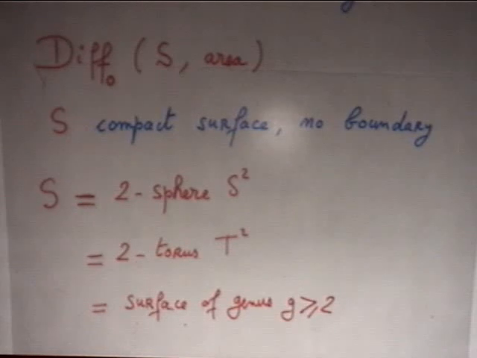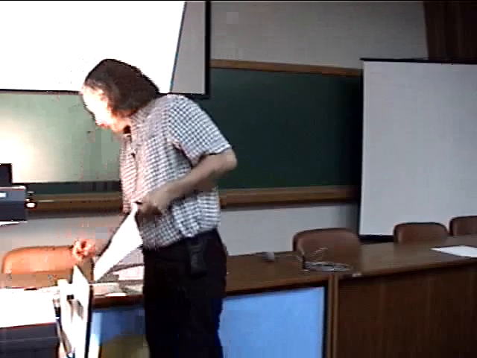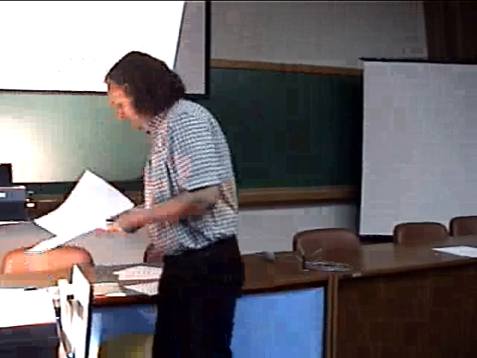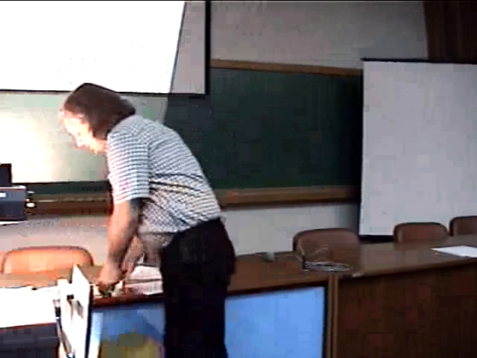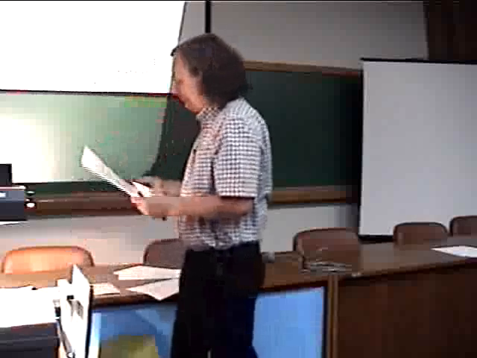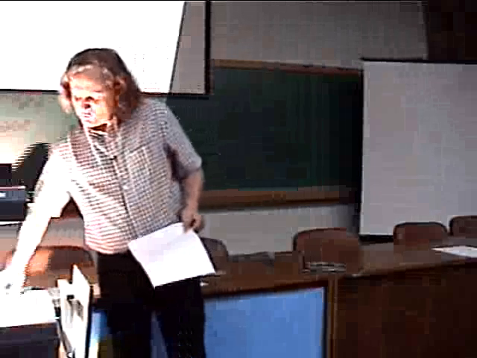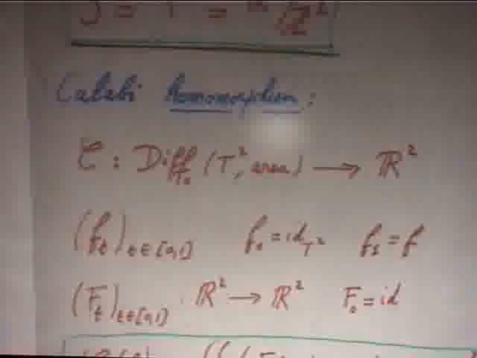So let's try to analyze the situation of the two torus. So the torus T2 is just the quotient of R2 modulo Z2.